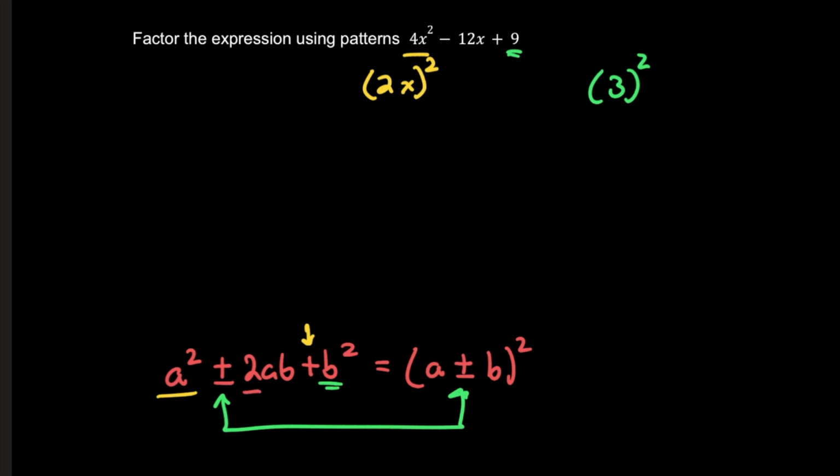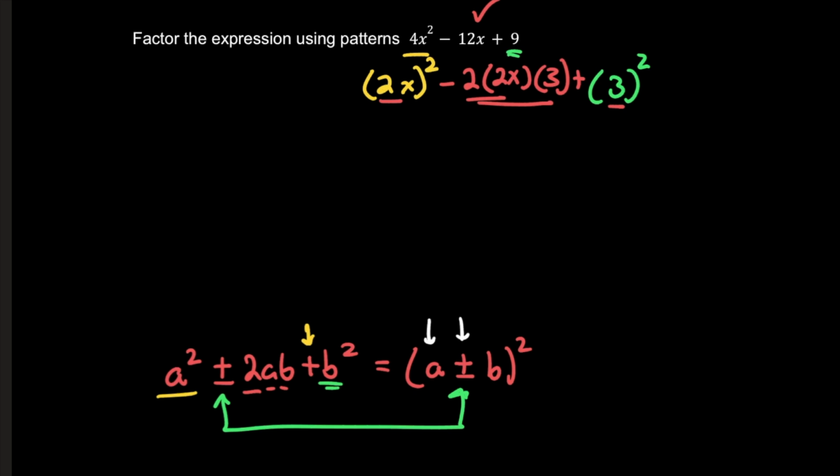The middle term is a little bit harder to identify. It has to be twice a times b. And if we look at this, a is 3 and b is 2x. So is the middle term twice a times b? Well, 2 times 2 is 4, and then 4 times 3 is 12. So yes, the middle term does match up with what it should be based on what a squared and b squared happen to be.